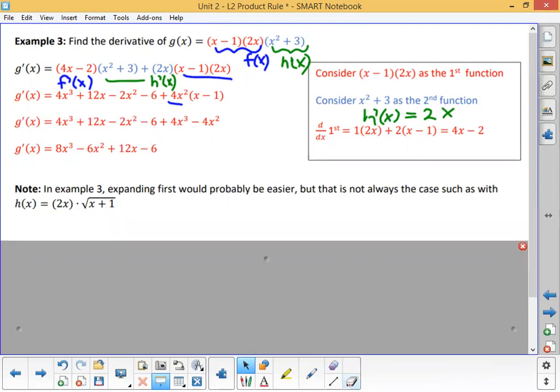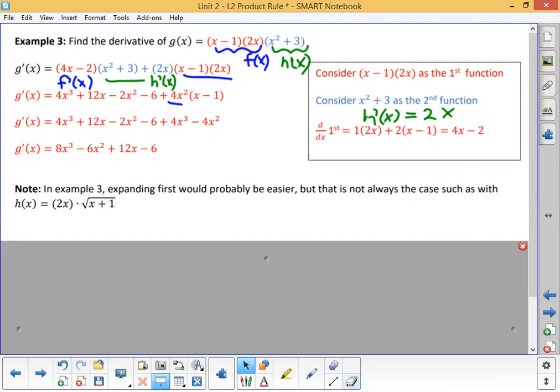Now it says, in this example, expanding the first would probably be easier, but that is not always the case. So expanding x minus 1 times 2x was easier for that particular function. But when you have something like 2x times root x plus 1, that is more complicated to expand. You get a lot more exponents with fractions. So maybe in that particular case, if you had something more complicated, you would look to applying another rule, either the power rule or one of the rules we're going to be learning in the future.